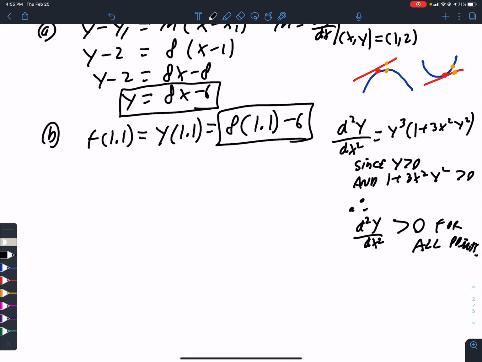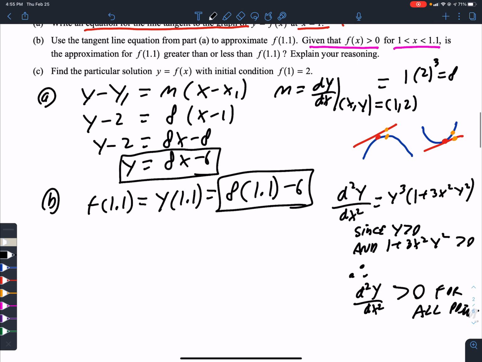So if it's always positive, that means it's concave up. That means we're going to have an under approximation. So the question asked us, is the tangent line approximation greater or less than the actual value? So is our approximation too big or too small? And since we've concluded it's concave up, our approximation is going to be too small, so we need to state that with justification. You have to give a reason.